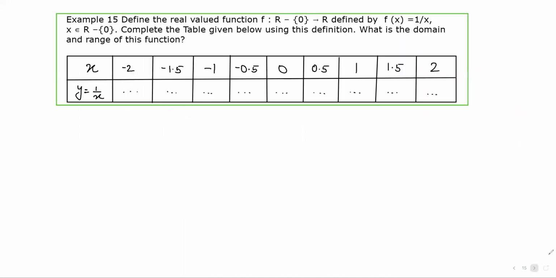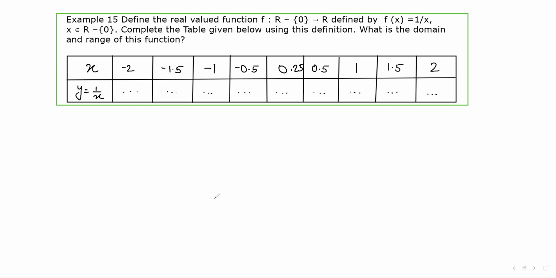Next, define the real valued function f from R minus 0. Now, R minus 0 represents your domain, which can have all the real values except for 0. That means you are never placing x equals 0 over here. Sorry, I wrote 0 over here, I guess. Let's change it to 0.25. So you are never placing the value of x as 0.